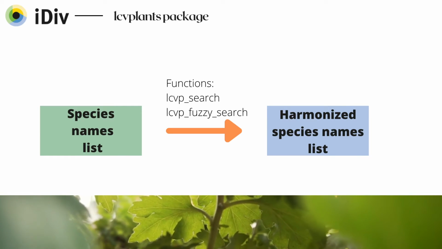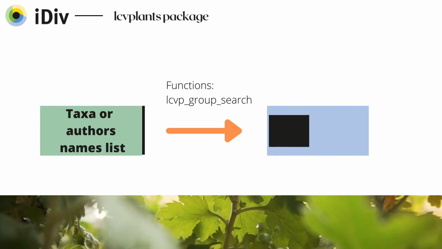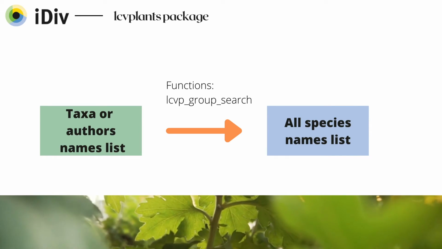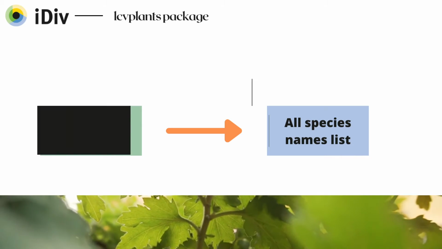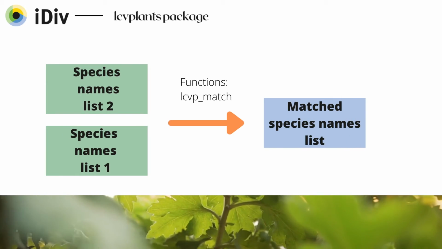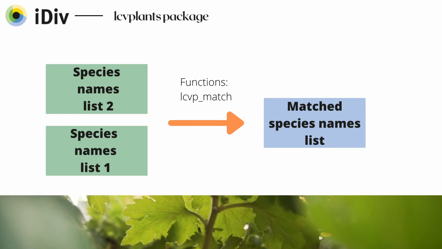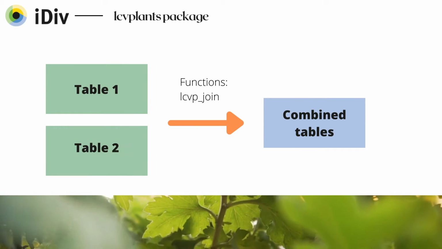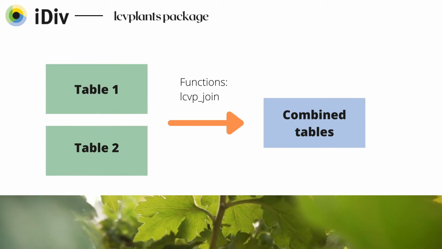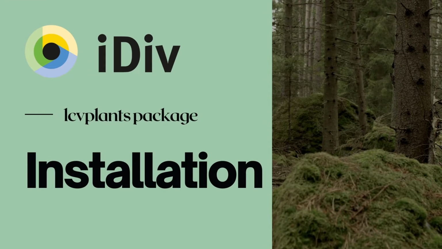For example, you can harmonize species name lists. You can also use LCVP group search, for example, to search all species by taxa or authors. The LCVP match function also allows us to match and compare two name lists, or directly join two tables using LCVP join. So let's go through how to use the lcvplants package on R.